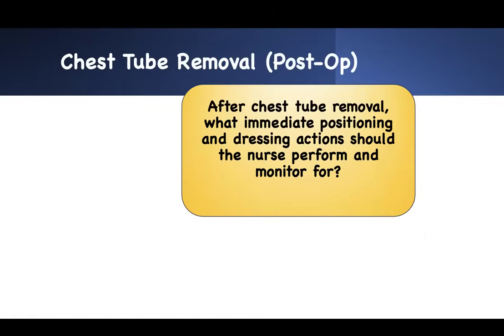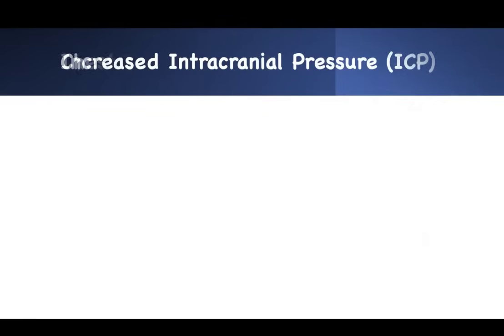The hand, you got to give access to the chest as much as possible. And when removing the chest tube, this is the key. Chest tube removal. After chest tube removal, what immediate positioning and drainage action should the nurse perform and monitor for, right? What do you think? What should you monitor for? Pneumothorax, pneumothorax, pneumothorax. So watch for that, check their respiratory status, and make sure they're doing well.